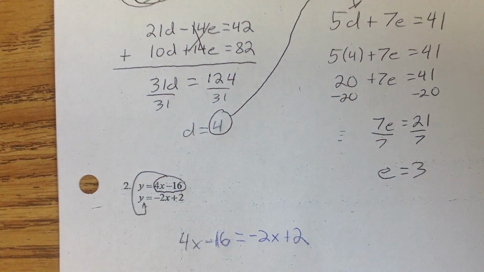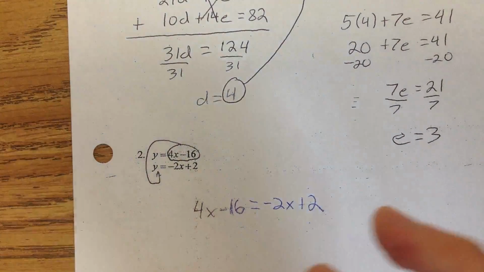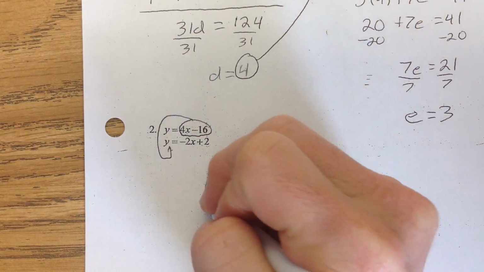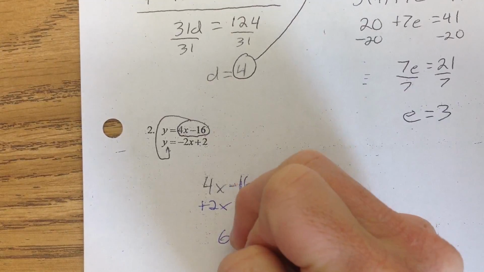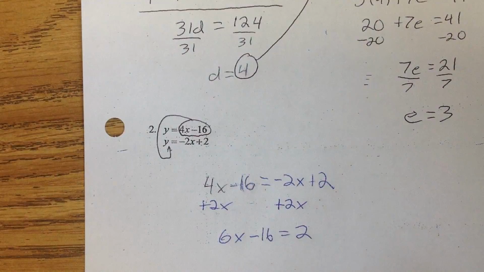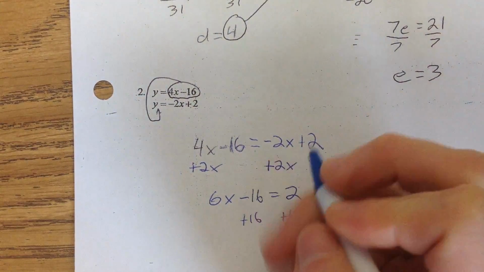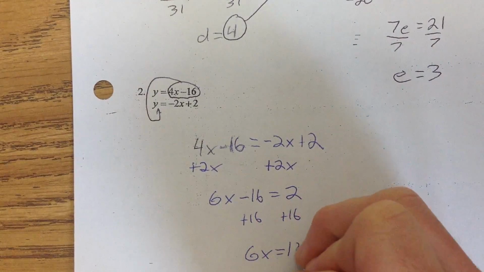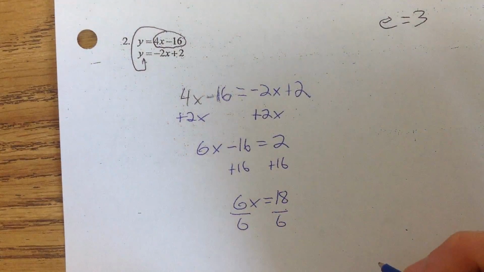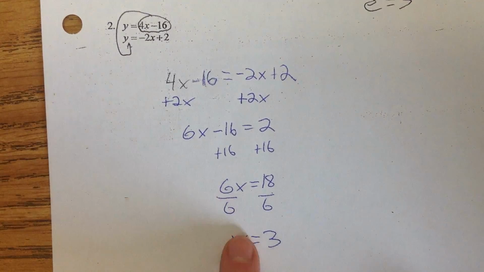All right, and now I just have an equation that I need to solve. So I've got variables on both sides. I need to get them to the same side. So I'm going to do plus 2x, 6x minus 16 equals 2. I'm going to add 16 to both sides. 6x equals 18. Divide by 6, divide by 6. x equals 3. Okay, so I've got the first one there.